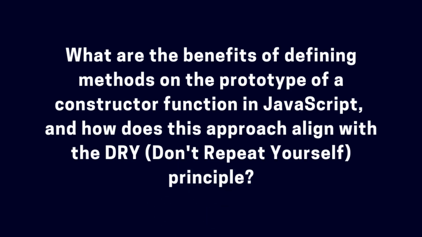Defining methods on the prototype of a constructor function in JavaScript provides two main benefits. The first being memory efficiency. Methods defined on the prototype are shared among all instances of the constructor. This reduces memory usage since each instance does not create its own copy of the method. The second benefit is code reuse. By using the prototype, you avoid duplicating code across multiple instances, aligning with the DRY principle. This makes the code easier to maintain and update. In summary, prototypical inheritance allows for shared behavior and memory efficiency, making your code more maintainable and performant.